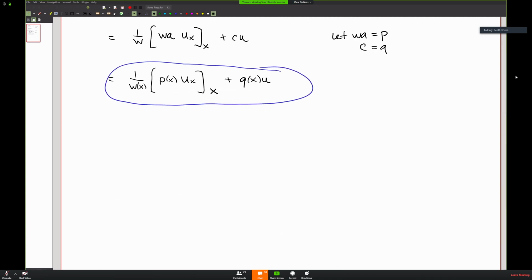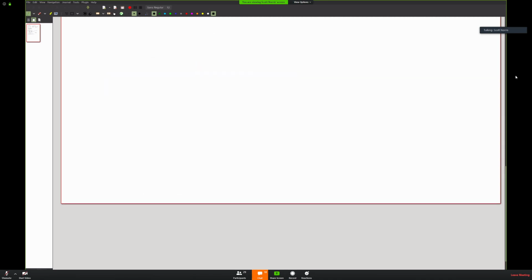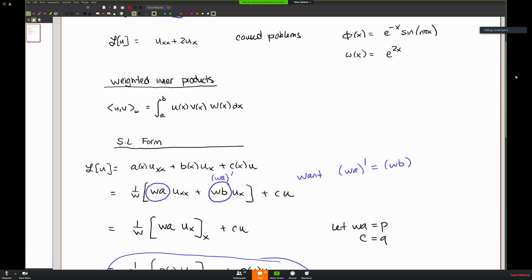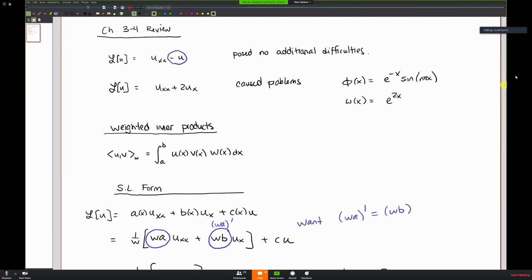All right, then let's move on to chapter 4, which was the wave equation. Or sorry, the diffusion equation. Wave equation is next.